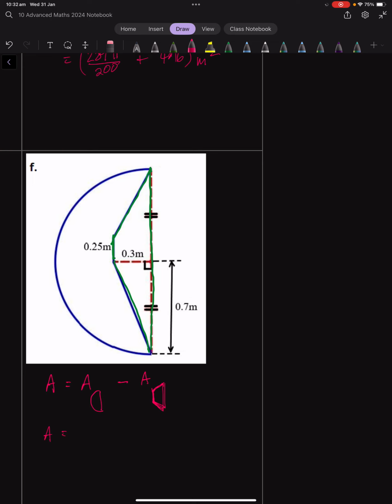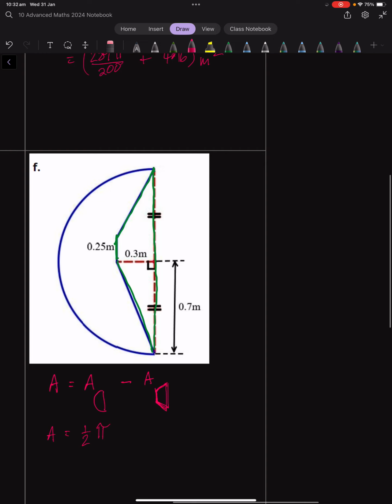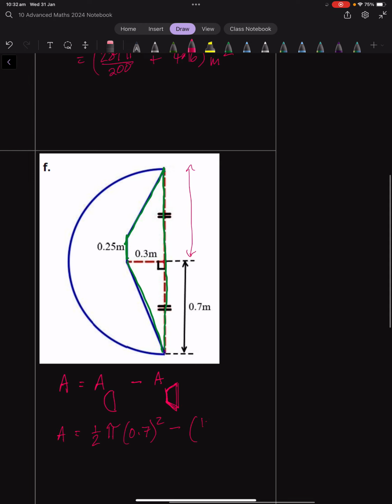So my area, half a circle is 1/2 of pi times the radius squared. They gave me the radius was 0.7, so I'm going to put in 0.7 and square it there. And then minus the average width. So the total long base length is 0.7 plus another 0.7. So that's going to be 1.4 plus this little short bit at the top is just 0.25. Divide that by 2, multiply it by the height, which is 0.3.